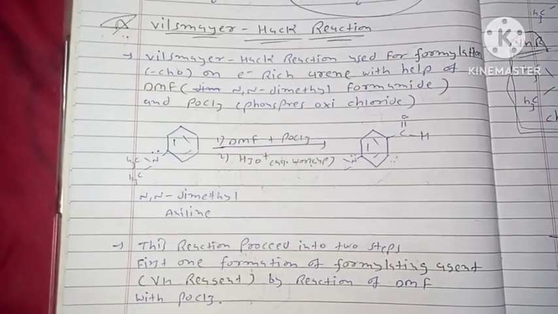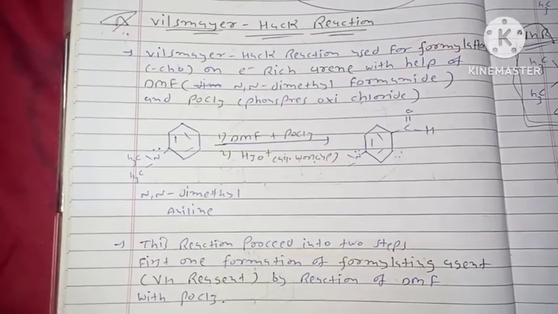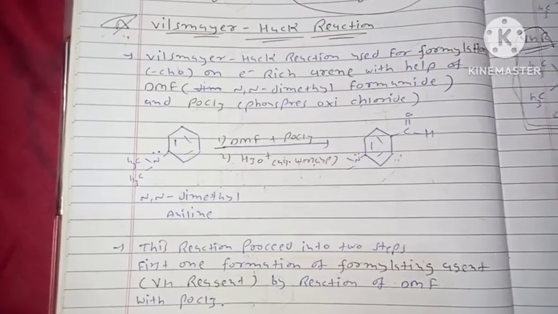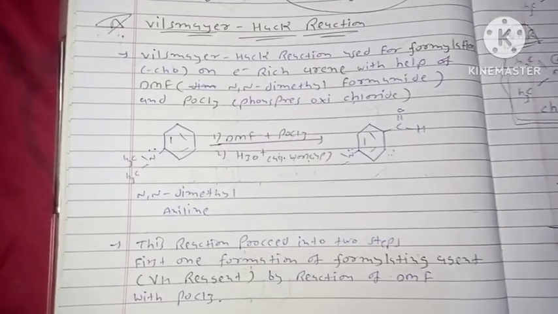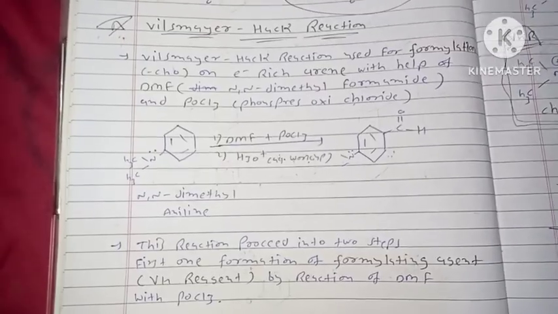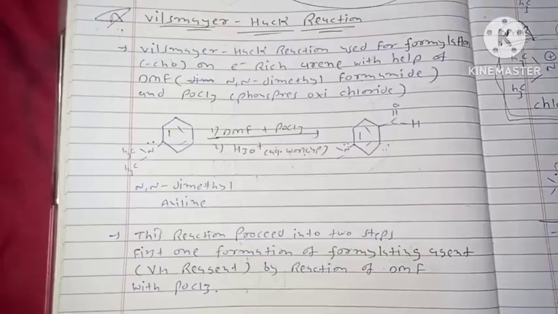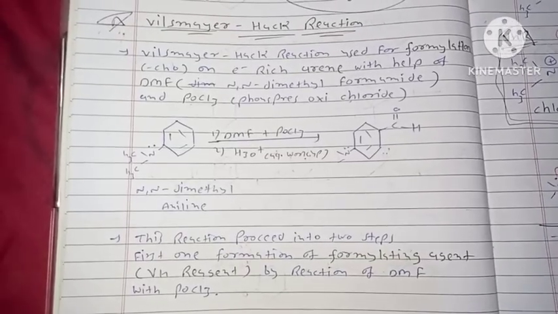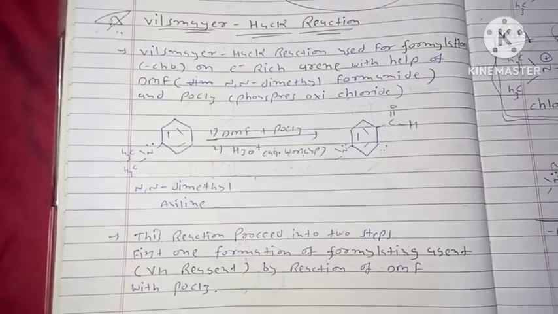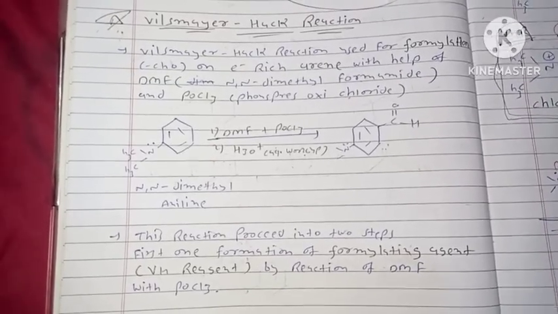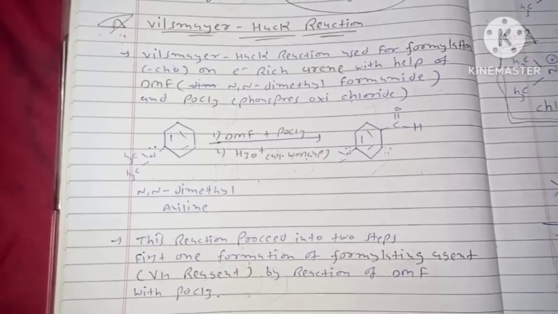Hello everyone. So today we learn about the Vilsmeier-Haack reaction. The Vilsmeier-Haack reaction is used for formylation on an electron-rich arene, meaning an electron-rich ring, with the help of DMF and POCl3. First of all, we see a simple example of N,N-dimethyl aniline reacting with DMF and POCl3 and then its aqueous workup. So we get a formylation on the electron-rich aromatic ring.